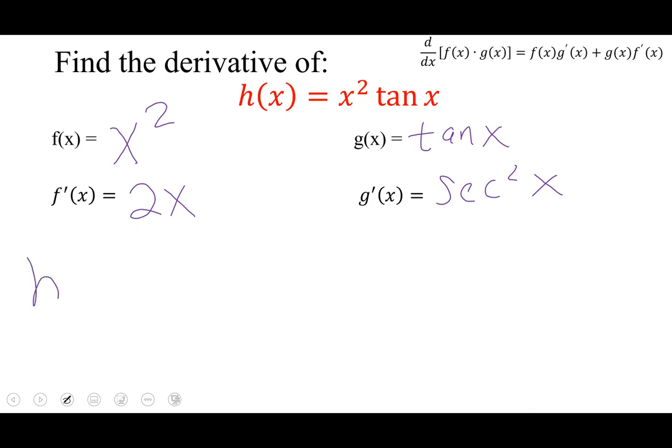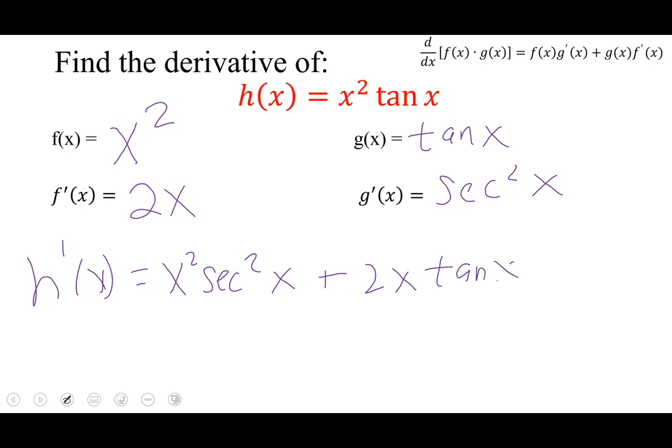The derivative of h is h prime. So we're going to do the first, which is x squared, times the derivative of the second, which would be secant squared x. So first times the derivative of the second plus the second times the derivative of the first. So the second is the tangent of x times 2x. And again, as I've mentioned in my previous lesson, you can go ahead and invert those just so that they look nicer. The tangent of x times 2x can also be written as 2x times the tan x.